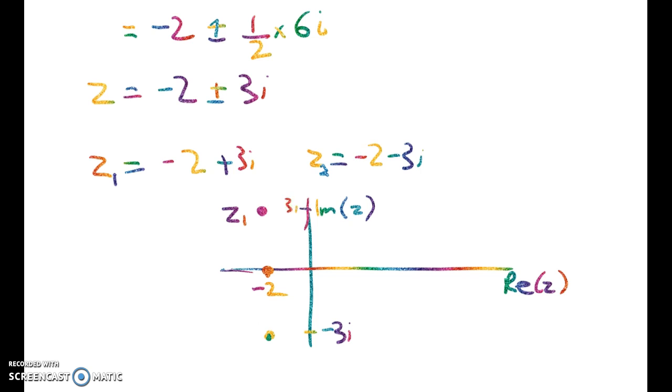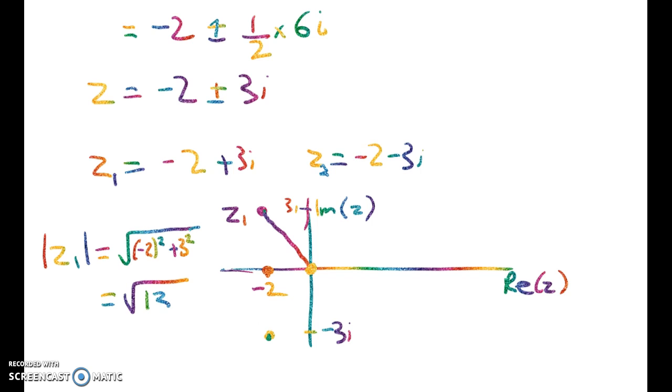We could go on from there. In fact, we will, and we'll get the magnitude of those two numbers just for some practice. No reason to do that, except that I said. So the magnitude of z1 will be the square root of -2 squared plus 3 squared. Remember, the magnitude is the length of the line from the origin to the point. So that's the square root of 13.